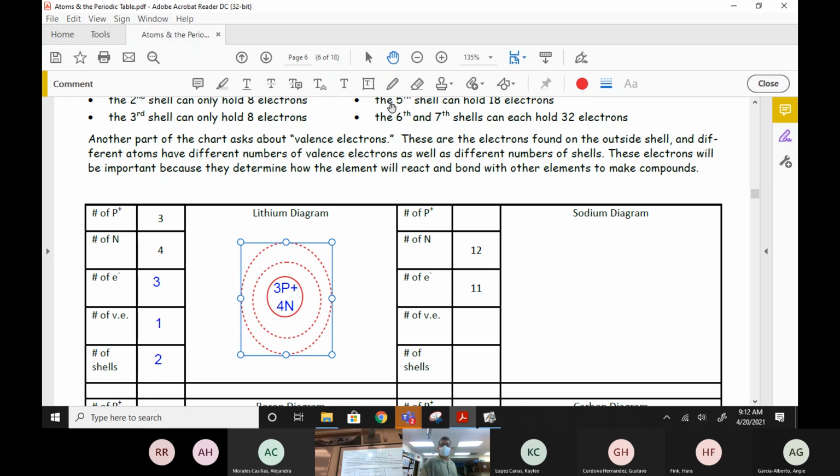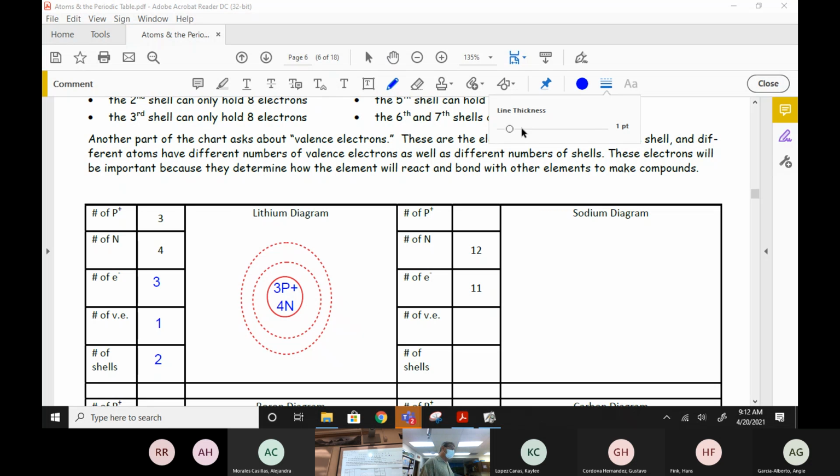And the way I like to do that is with a fat pencil. So I click on my pencil, I go over here to this icon to change the size of it. It's a 1. I need it to be at 5. Now it's ready. I just click for 1 electron, 2 electrons, and then on the outside shell, 1 more electron. And I'm done with lithium.